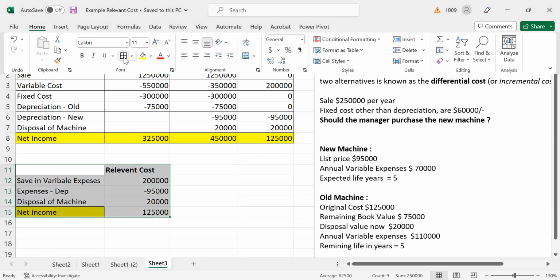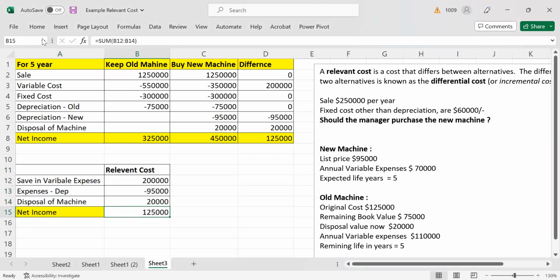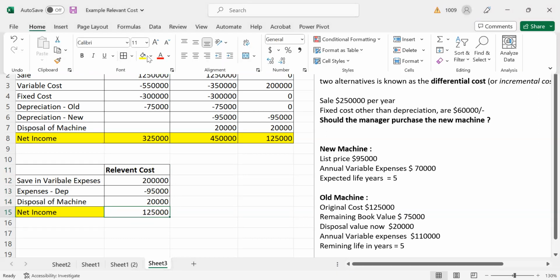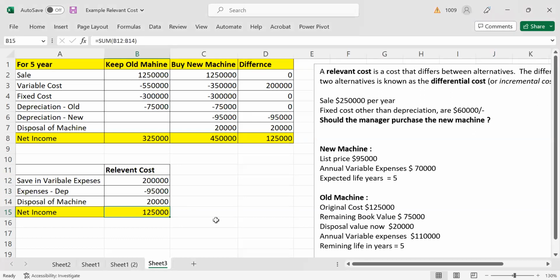So what we have learned today is that when management wants to take a decision in managerial accounting, this is one of the very important factors, and it is cost effective. So we learned that there is differential costing and also there is relevant costing.